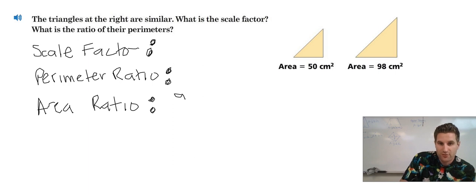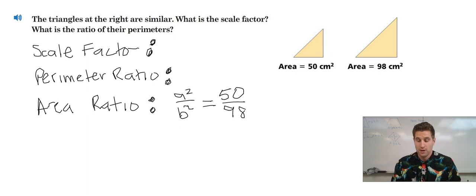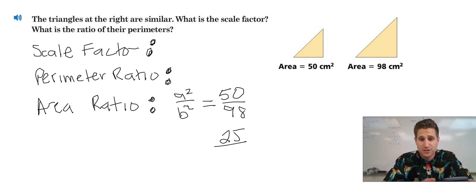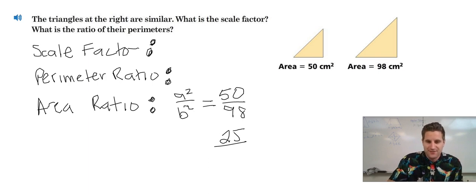All right, so a squared to b squared equals, now I'm going to put the smaller on top, 50 to 98. First thing I should do, scale factors are always simplified fractions. So looking at 50 to 98, can I reduce that? They're both divisible by 2, I know that. So half of 50 is 25. Half of 98, I believe, is 49. Let's double check. Can't believe I'm still sick. This is crazy. It is 49. Isn't that fun?